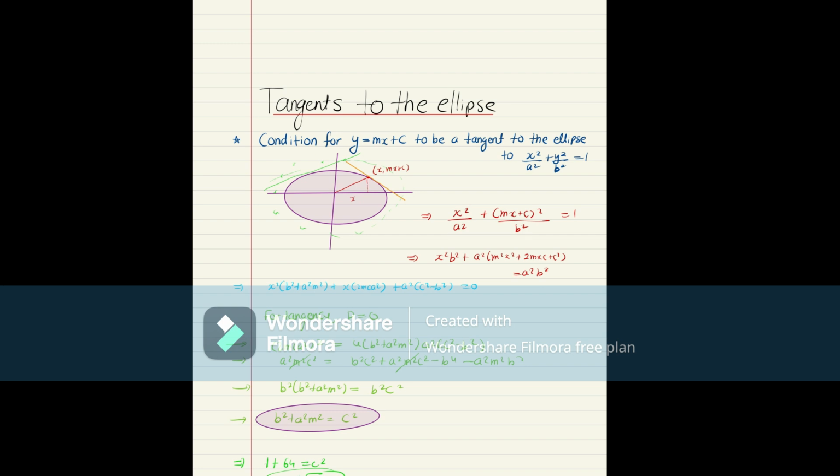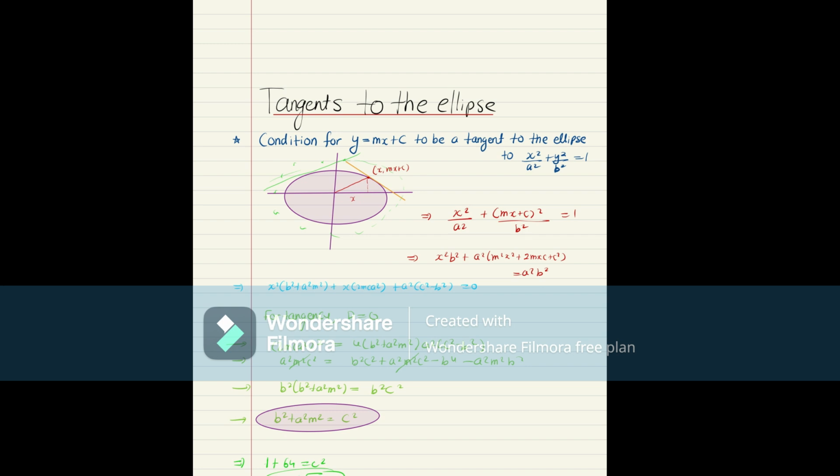Let's take any random straight line, and we know the equation of a straight line is y equals mx plus c. Now remember the very simple equation of the ellipse, x square by a square plus y square by b square is equal to 1. Since y is equal to mx plus c, let me replace y with mx plus c. So we get x square by a square plus (mx plus c) whole square by b square equals 1.